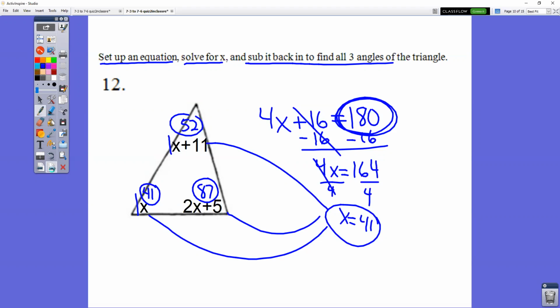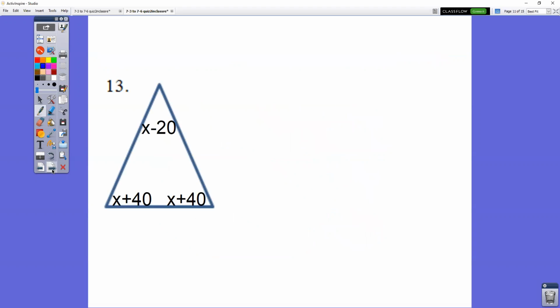Go ahead and try another one of these. Set up your equation, solve for x, sub it back in to find all three angles.